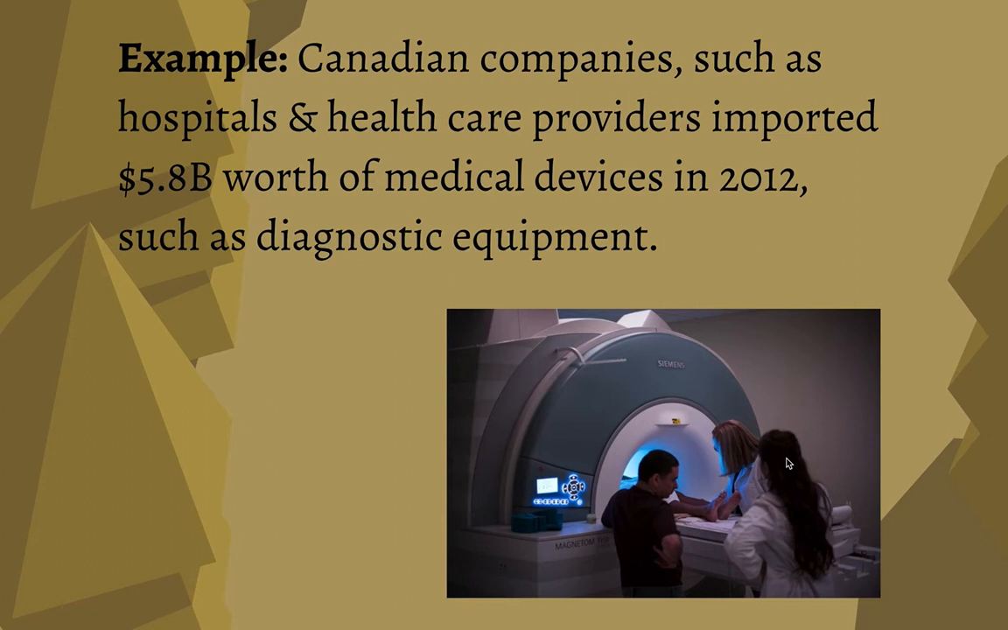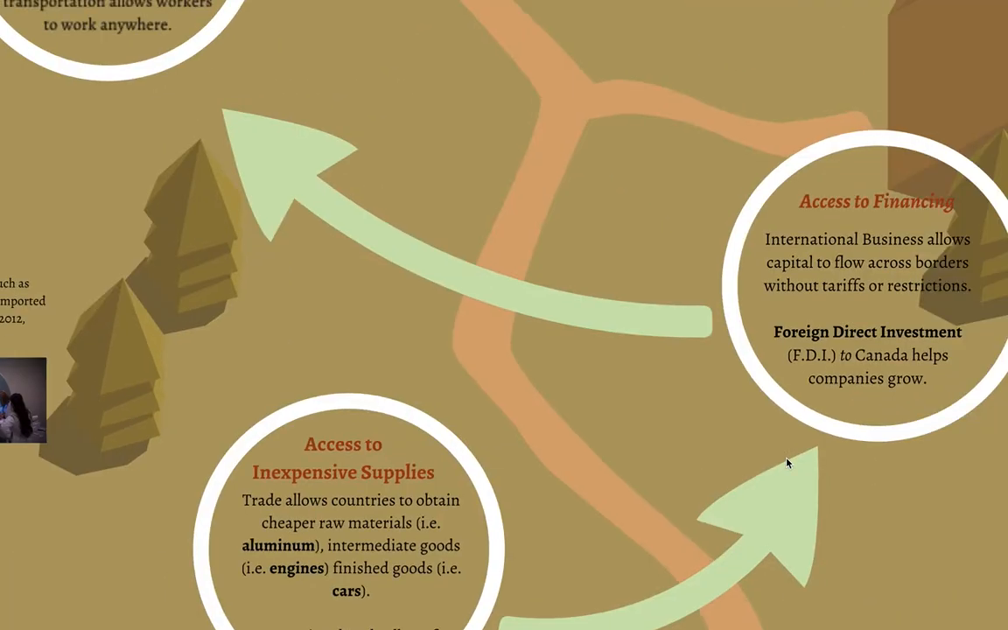Hospitals and healthcare imported $5.8 billion worth of medical devices. So if you or a family member has been to a hospital, they might have a Siemens MRI machine, and that would be an example of something that came from overseas. It saved the hospital money, and then Canadians had access to a very high quality medical imaging device.